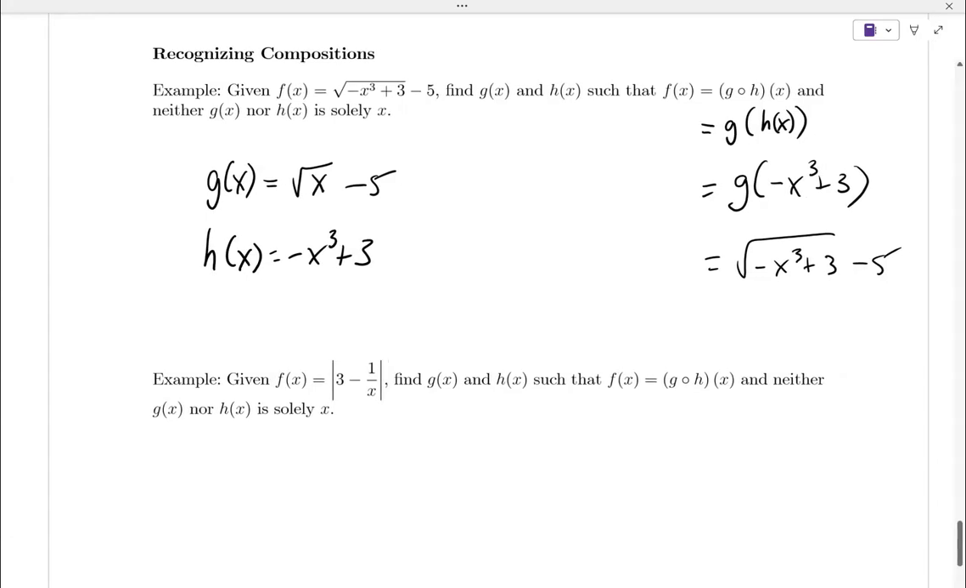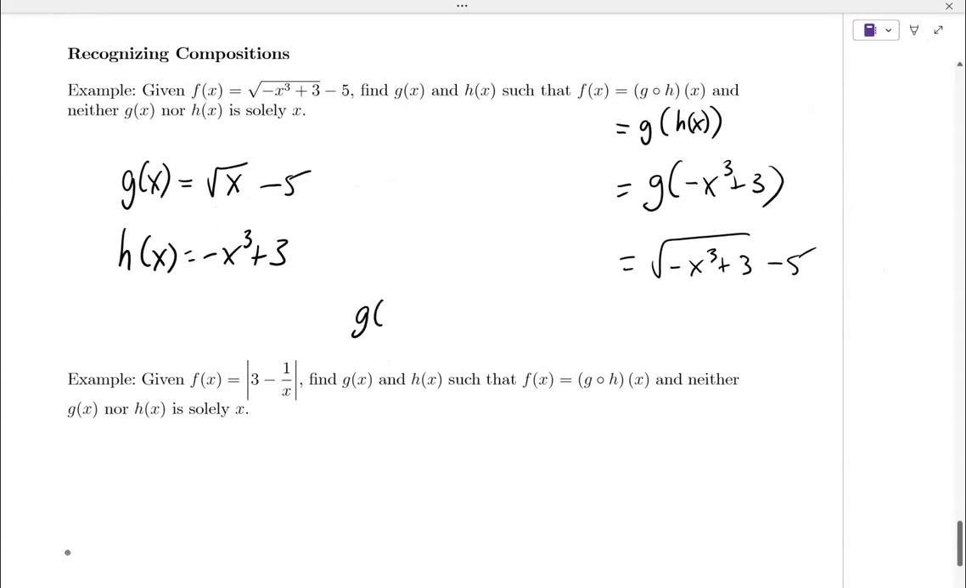For example, you could have had your g of x is equal to square root of x minus 5, or sorry, not square root of x minus 5. Could have done square root of x plus 3 minus 5. If that's my g, what would you use for h in this case? Negative x cubed, right? Because I want to take out the x and put in negative x cubed to make it match what the f is.